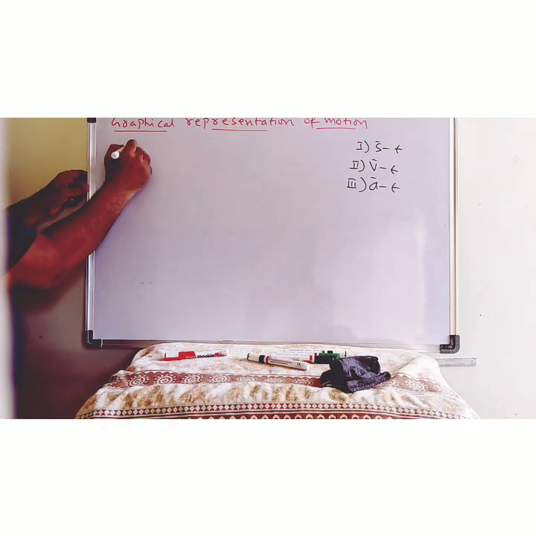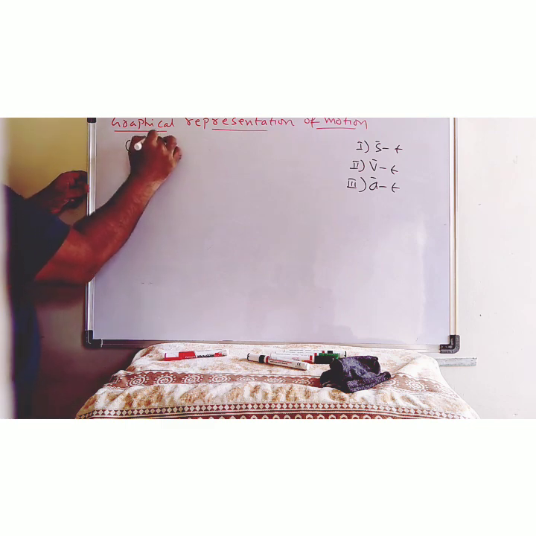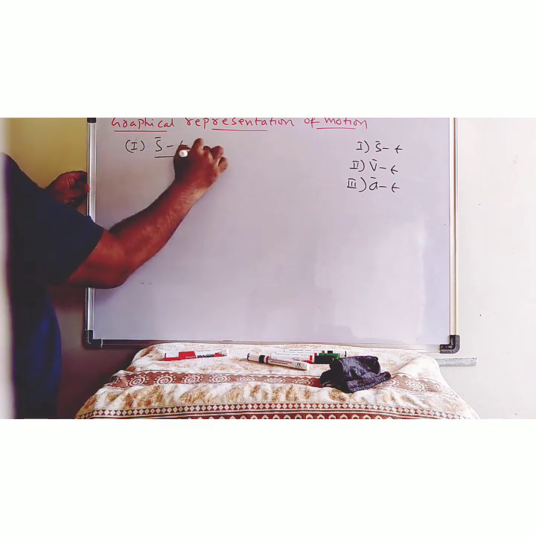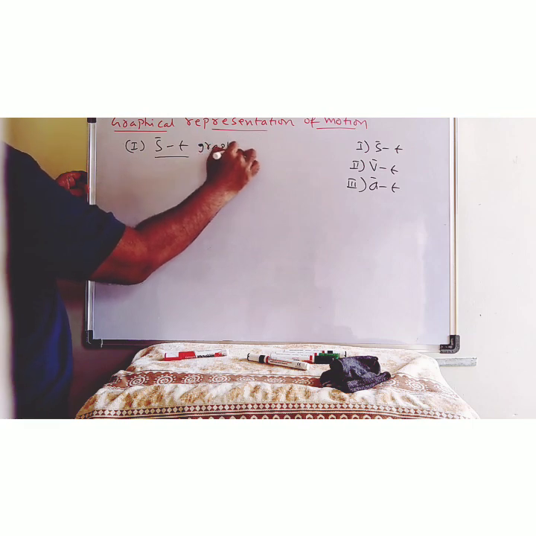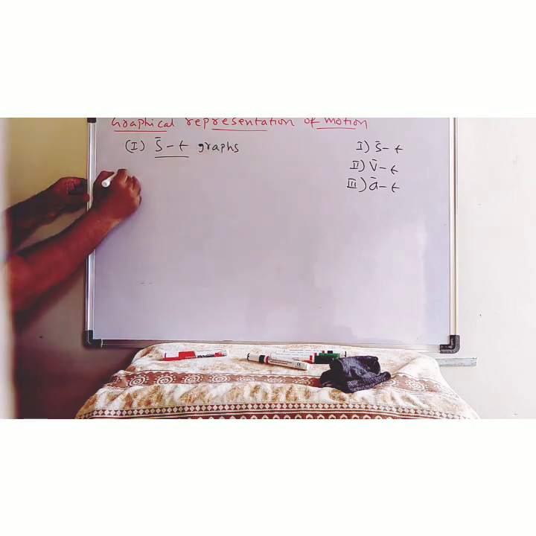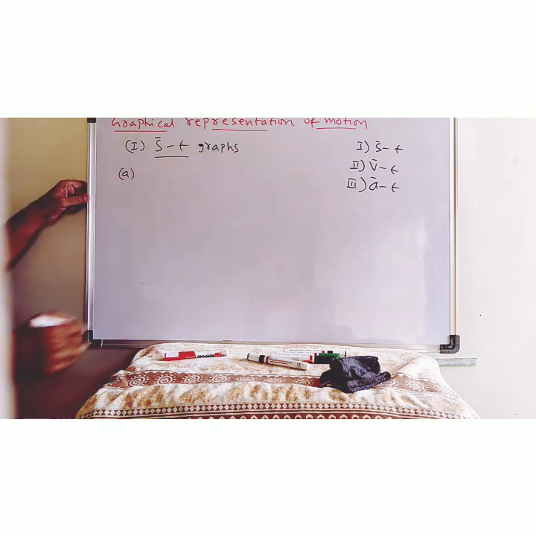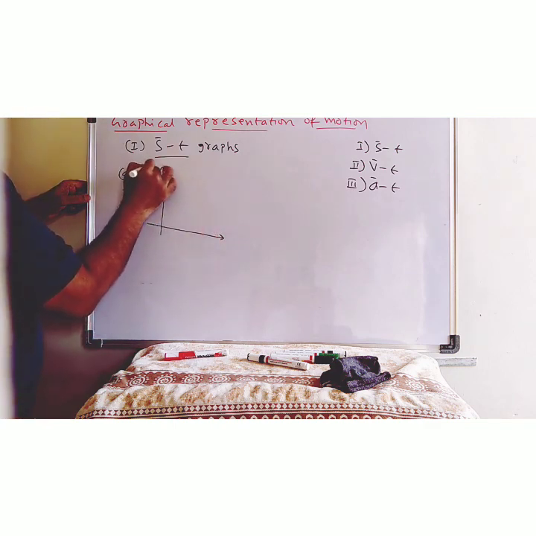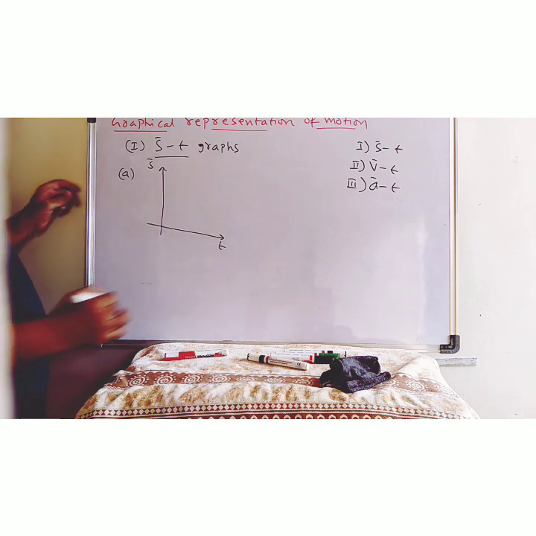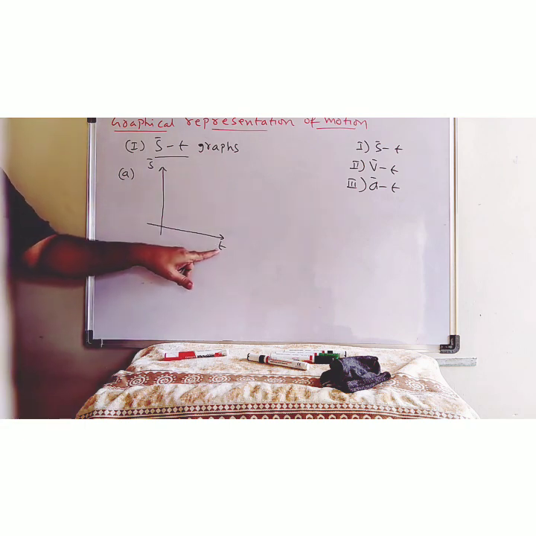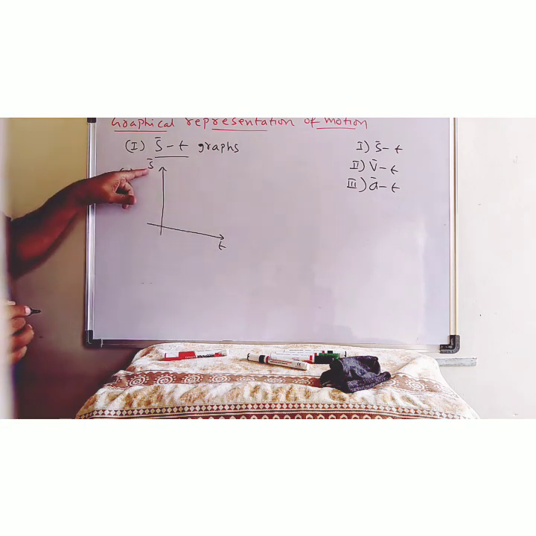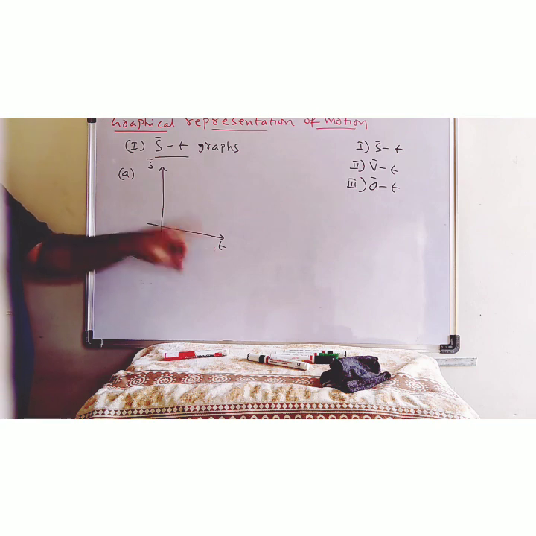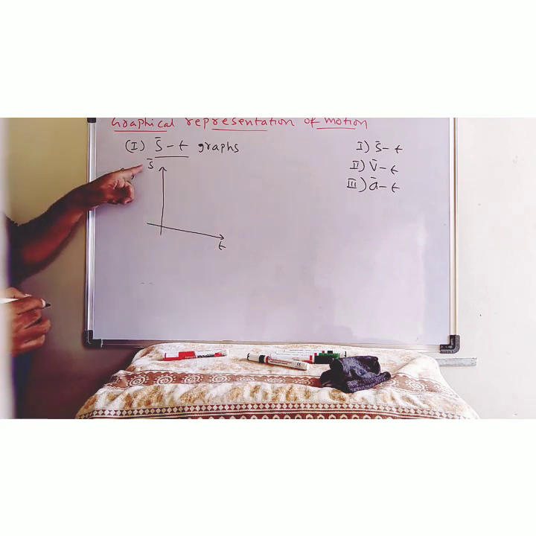Let us start with the displacement time graph. Regarding the displacement time graph, let us look at the various situations. Suppose the graph is given like this. This is displacement, this is time. I already told you time is the independent variable, displacement is the dependent variable. So the dependent variable is always on the y-axis and the independent variable on the x-axis. S and T.